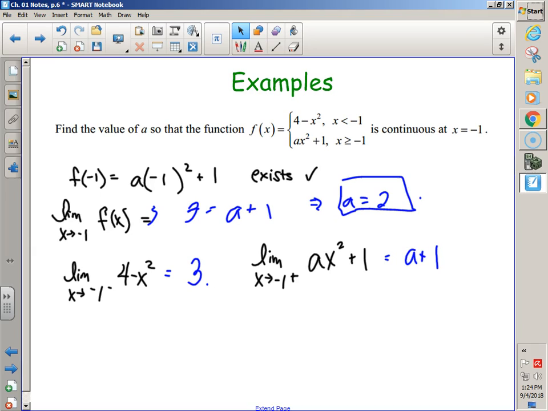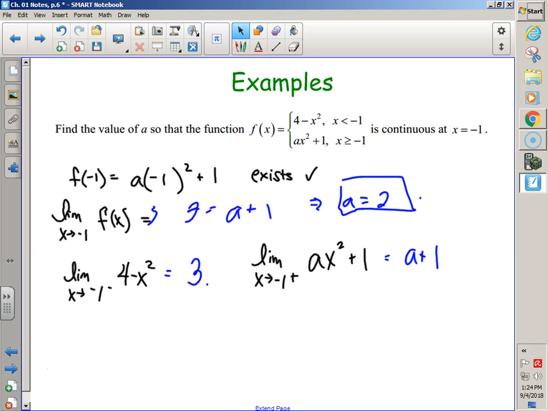So to be continuous, what needs to happen as you come from below and above? They have to be the same. And the above is also the at. So if we have the at and the above and the below all in agreement, it's continuous. So I chose the below branch. I chose the above branch. And I made the two equal to each other.